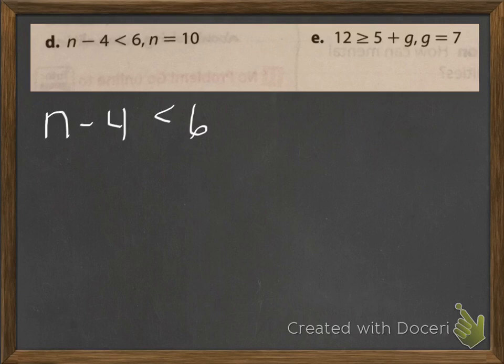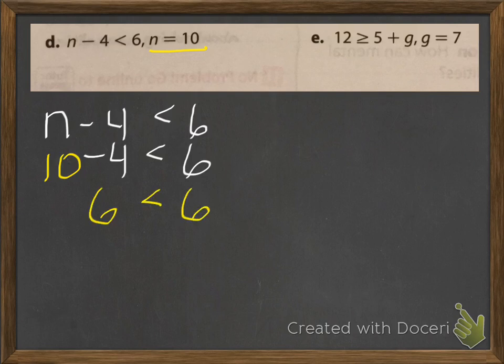Okay, we've started by writing the problem. n minus 4 is less than 6. Then they want to know if n equaling 10, so 10 minus 4 is less than 6. And then we get 10 minus 4, which is 6. And this is one that you want to pay close attention to because 6 is not less than 6. 6 is actually equal to 6. So that's not true. And now we know that 10, oops, let me change colors here. Now we know that 10 is not a solution.